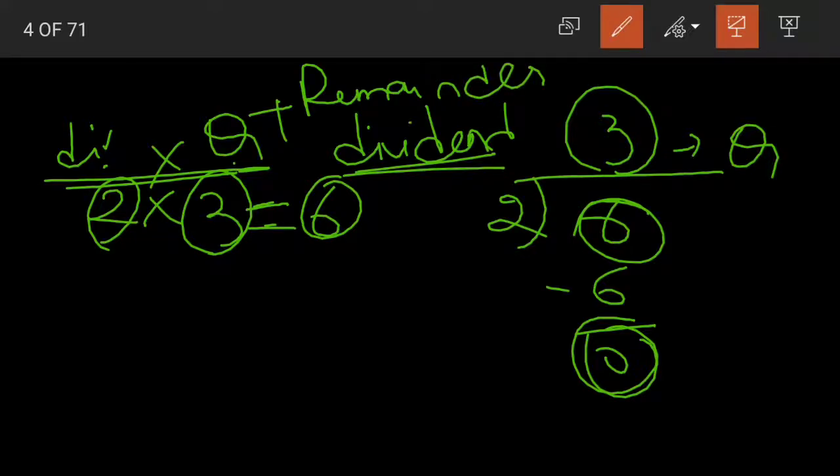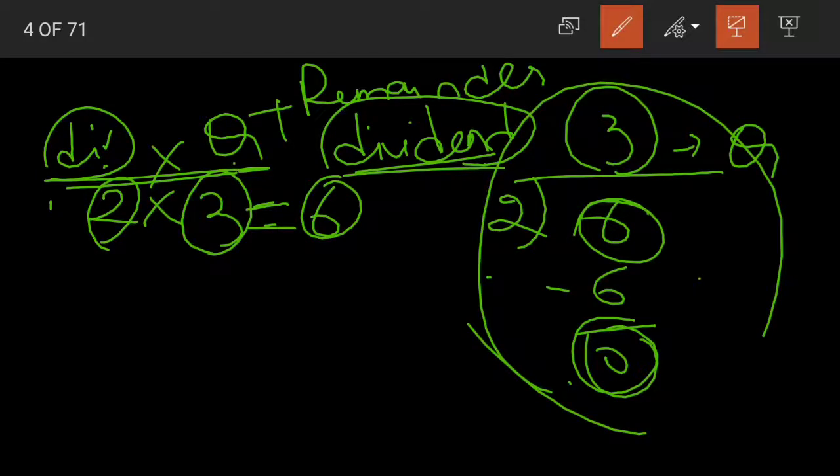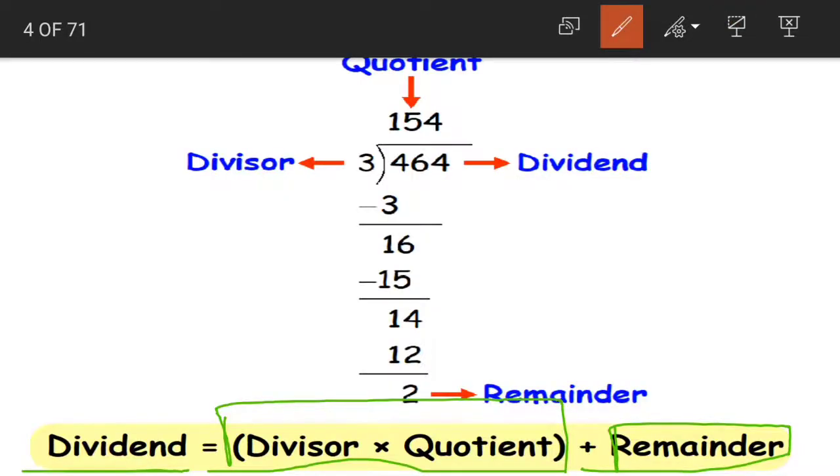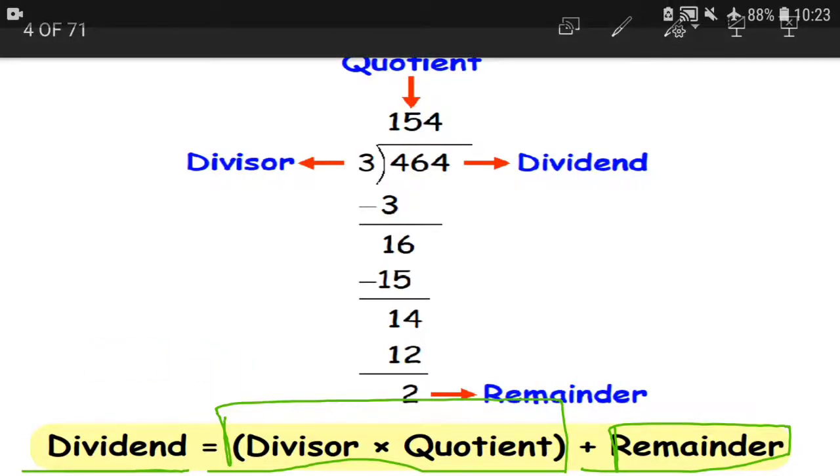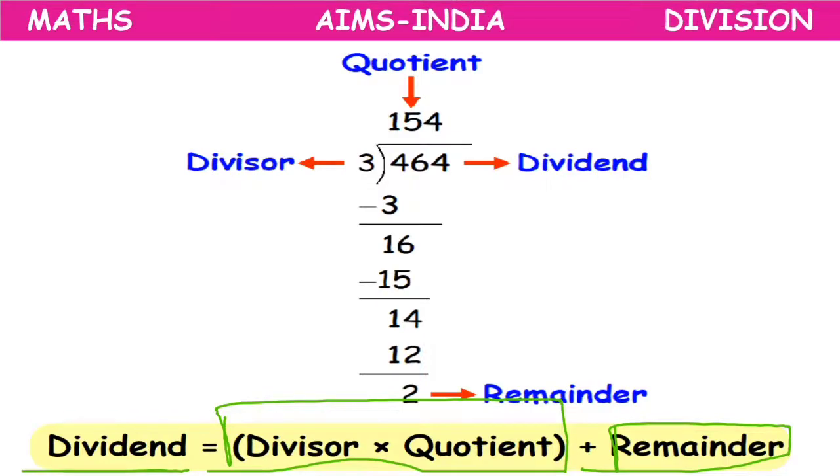When you get confused whether dividend is written this side or this side, write a simple division like this and see for yourself. Dividend is equal to divisor into quotient plus remainder. That is the rule for verification. Suppose you have done a division and you want to check whether it is correct or not. So this equation, dividend is equal to divisor into quotient plus remainder, will help us to check our answer.